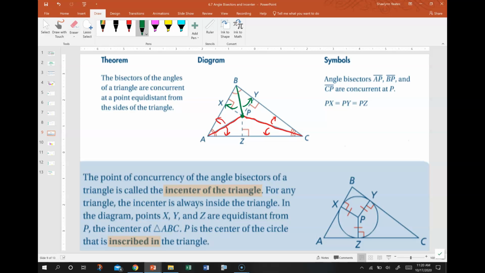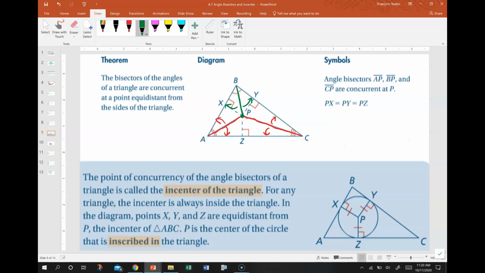Because that point is on AP, any point on that line will be equidistant from the two sides AB and AC. Any point on the line CP will be equidistant from the sides AC and BC. Through those two, we've covered the entire triangle, and it just means that the third line is kind of redundant. Of course it's going to fall on the same point, because it has to.